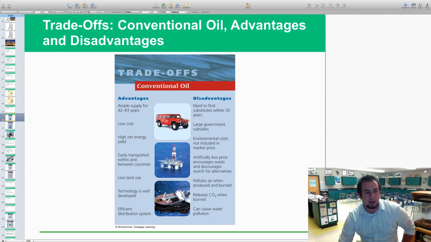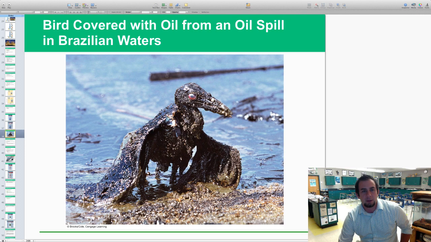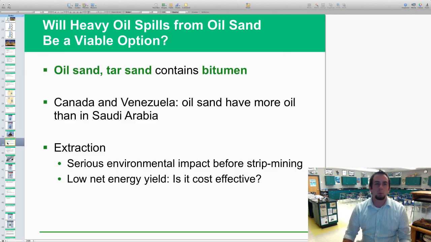So those are the pros and the cons. And if it does not get transported easily and safely, then we have spills, and that can cause major damage to the environment. Will heavy oil from oil sand be a viable option? So like the spills not being as it's dumped everywhere, but literally like a resource as a spill.